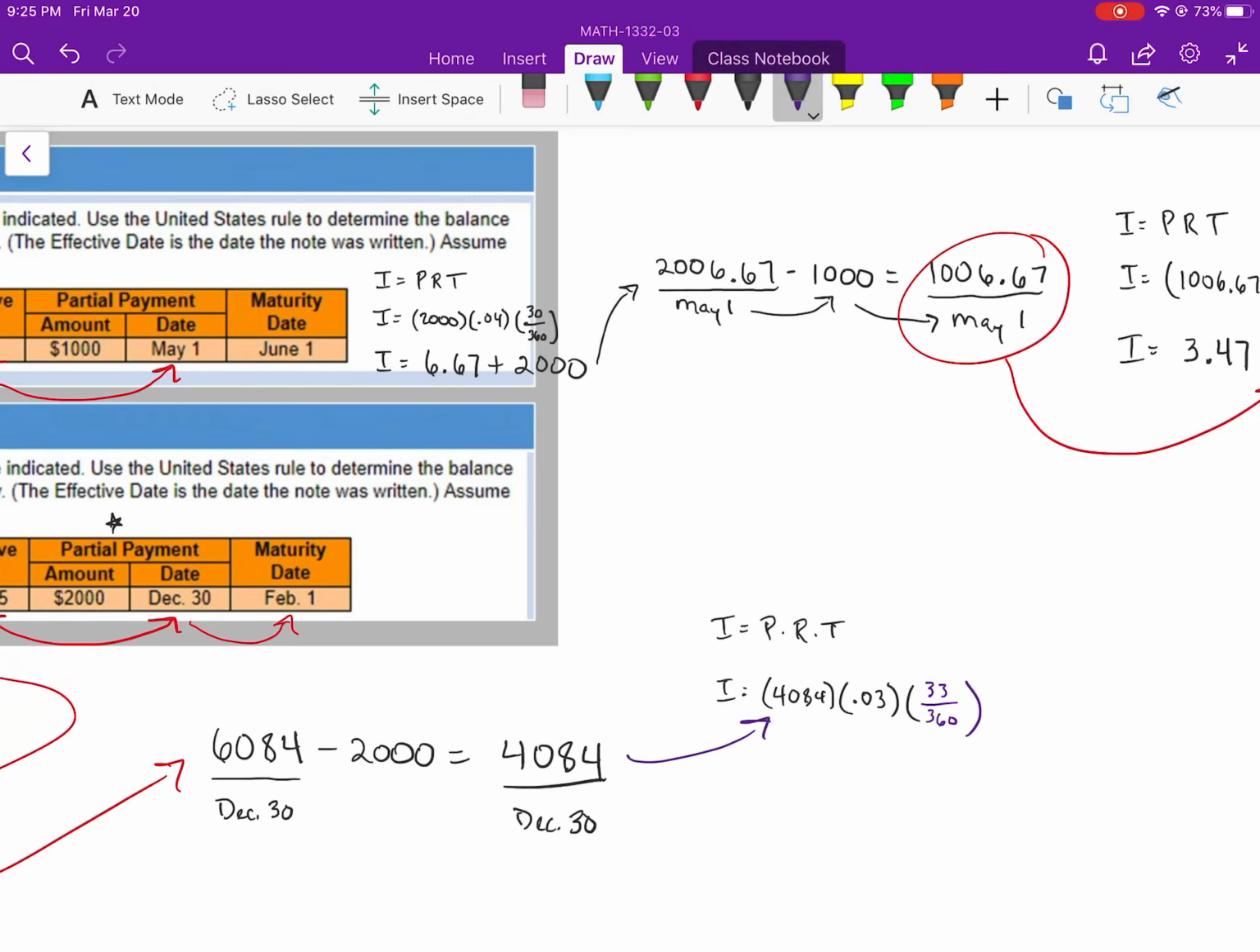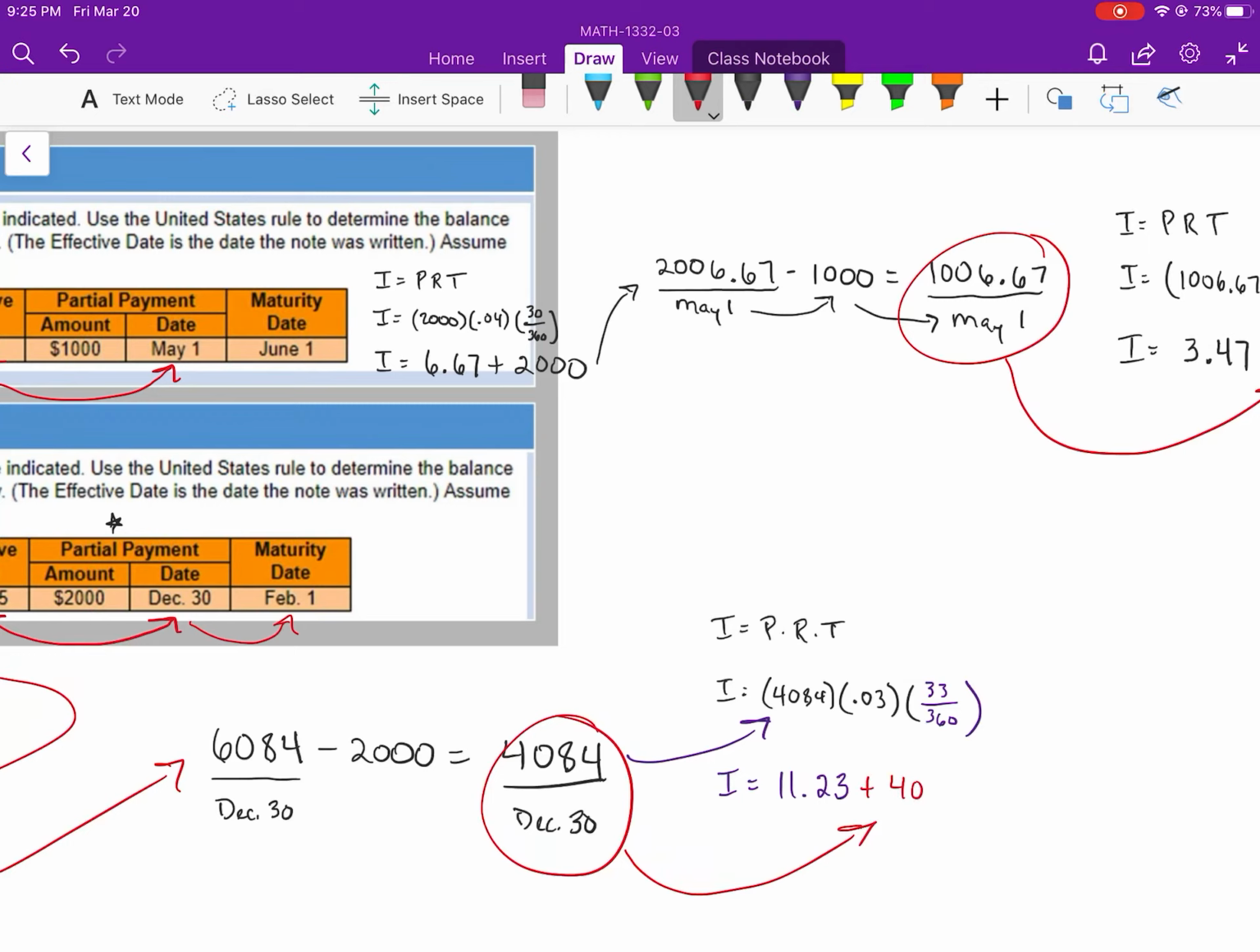I'm always going to go ahead and do that first. Go ahead and take care of that fraction. 33 divided by 360 gives me a long repeating decimal here. I'm going to do that times 0.03 and then do that times 4,084. And it looks like I get an interest of $11.23.